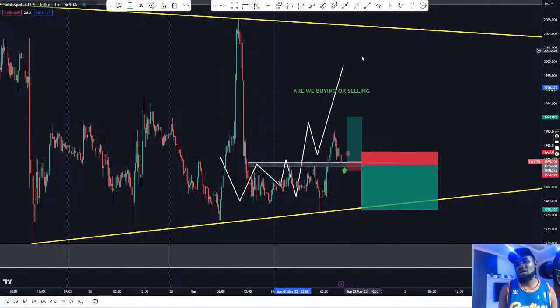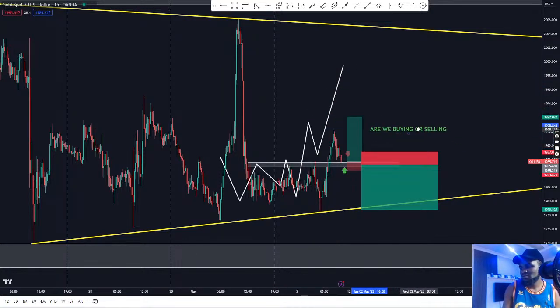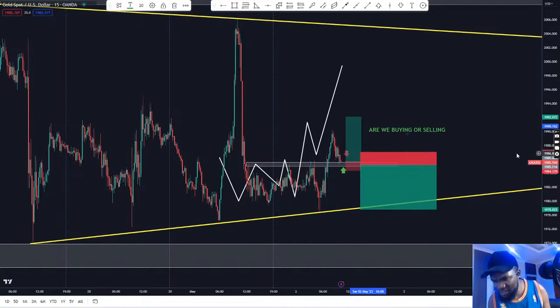Okay, now tell me, are we buying or selling? Which chart is this? This is gold. It's gold, 15 minutes time frame. So are we buying or selling? Gold, 15 minutes time frame.